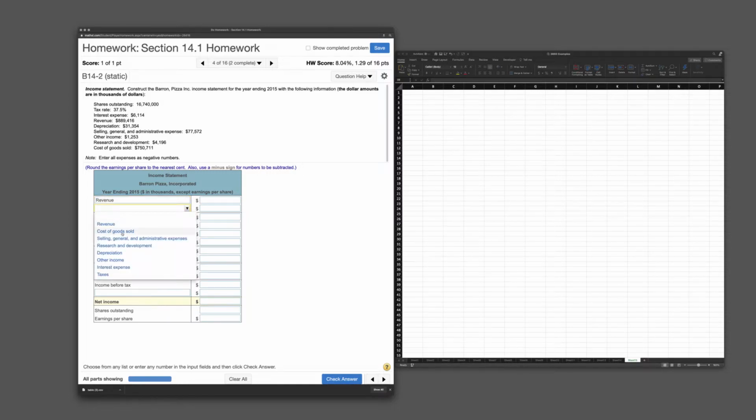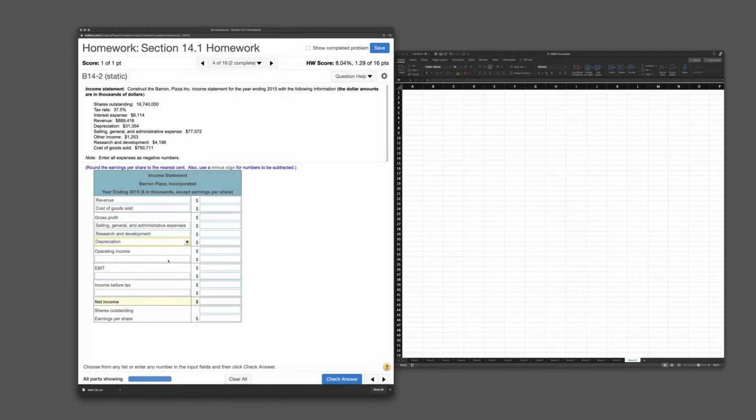So first we want to figure out which account goes first. Of course, we're going to start with our revenue. And with our revenue, we also want to understand what is the cost of that revenue. In other words, what's the cost of goods sold? Then we'll receive our gross profit. And now we're going to take a look at some operating expenses.